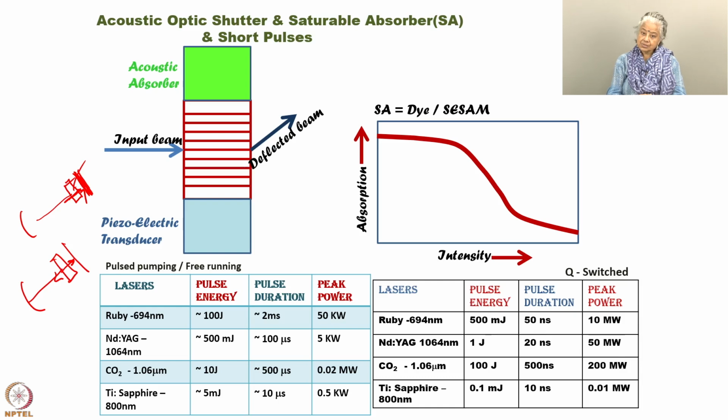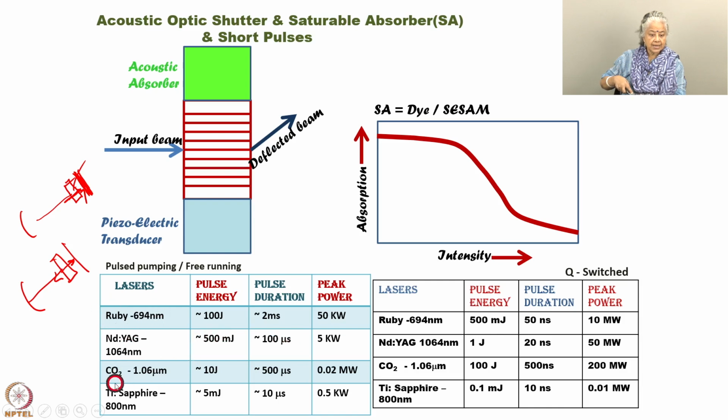That's because these passive mode lockers or the passive switches are used more in mode locking, while the active shutters are used more for Q switching. Before I come to that, let me just give you a comparison of the short pulses that we are talking about. In this first table, I just give you some examples of lasers, and they are real systems, and these energies and the pulse durations and everything are all experimental values.